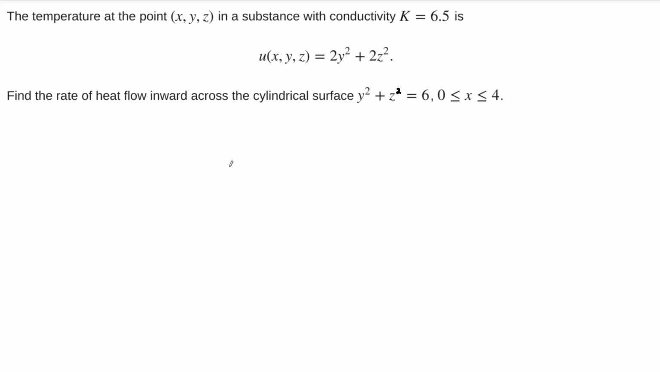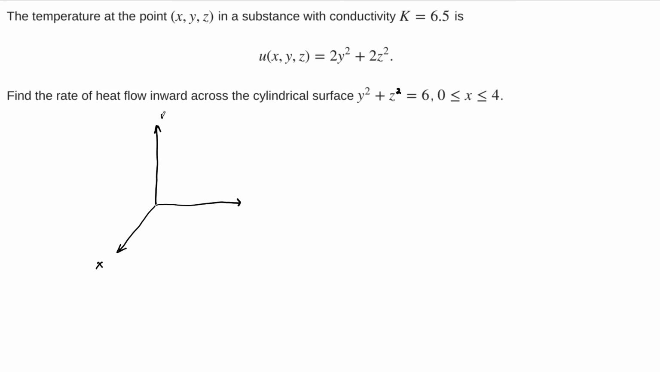In this example, we're asked to compute the rate of heat flow inward across a cylinder. So the cylinder is given by y squared plus z squared equals 6 on this interval from 0 to 4 in the x direction. So let's start by sketching the cylinder, and then we can talk about heat flow a little bit.